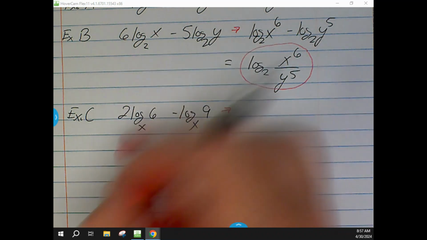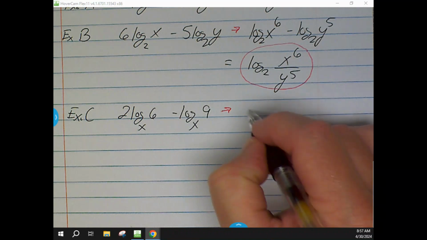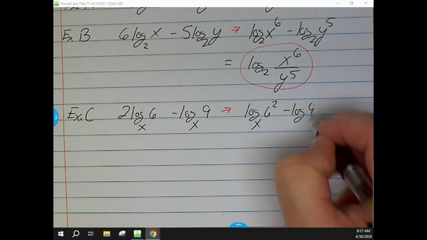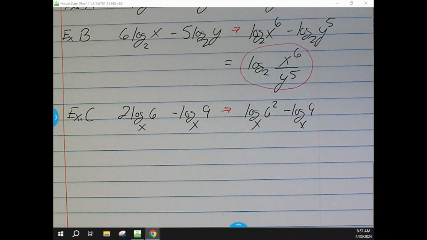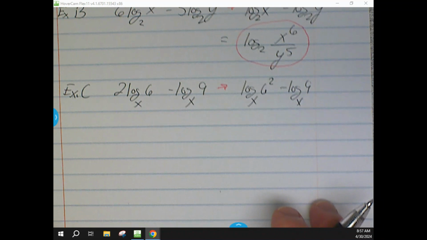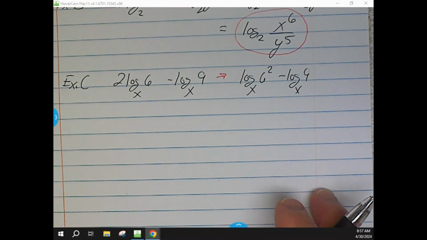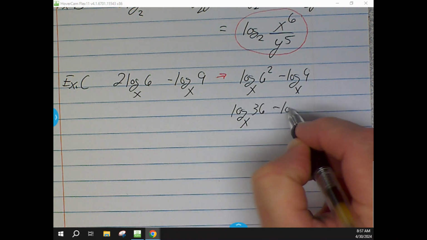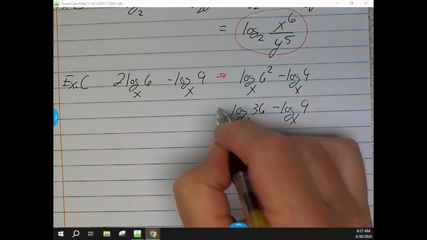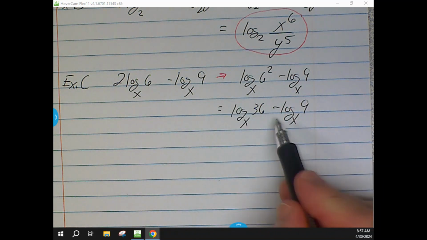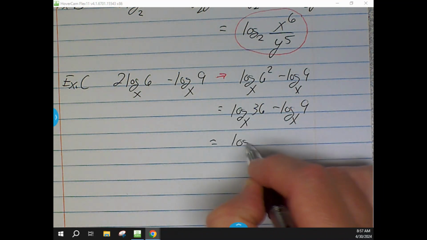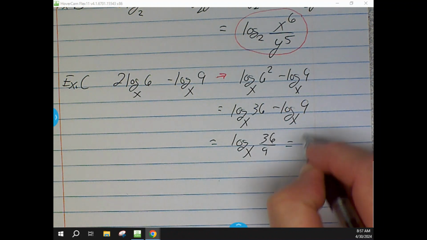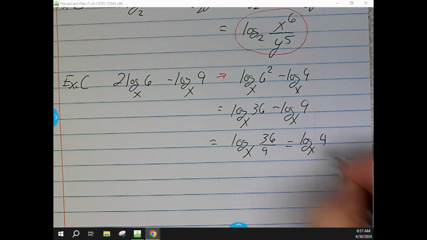Okay, so similar to the one above it here. Again, we're going to bring the 2 up top, so we'll make it log of 6 squared minus log of 9. We've got 6 squared. You can make that 36, right? And then because of the minus in the middle, when you bring those two back together, that's 36 divided by 9. Oh, that's just 4.